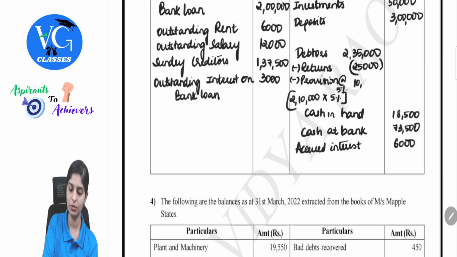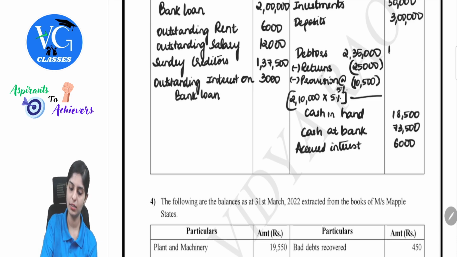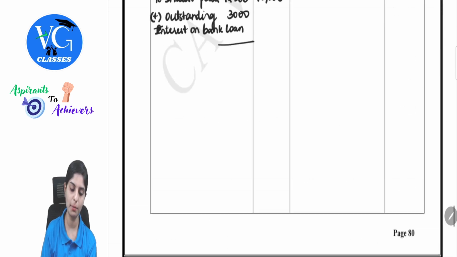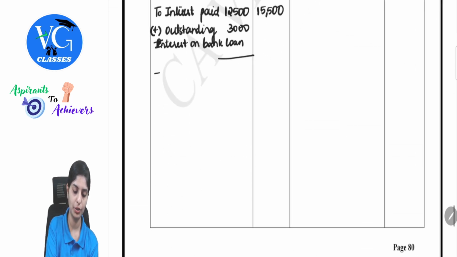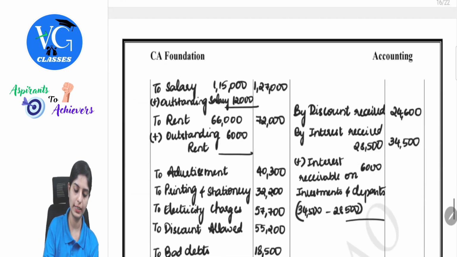This is 10,500. So how much will the debtors be? 2,35,000 minus 25,000 minus 10,500. This is 1,99,500. So this provision, since we have created, it should be recorded in profit and loss account. To provision for, what debt? Doubtful debts.